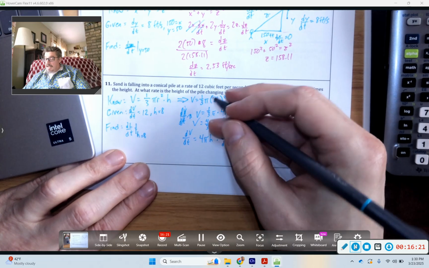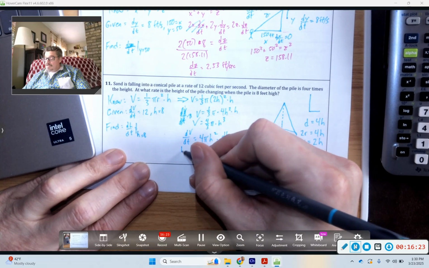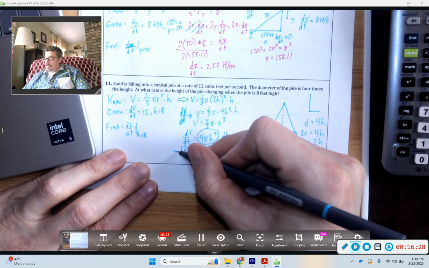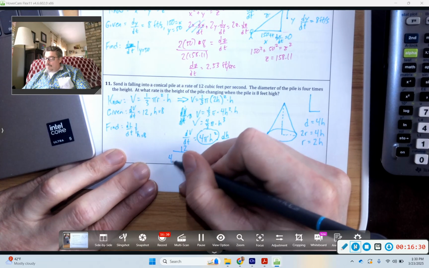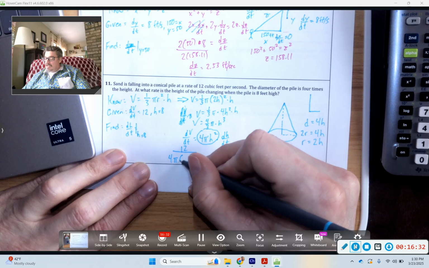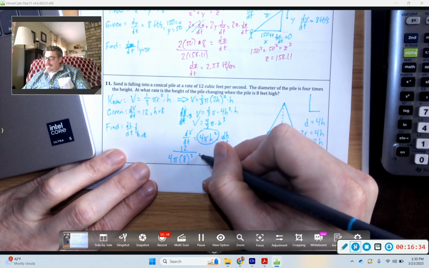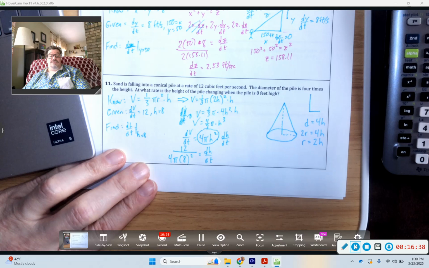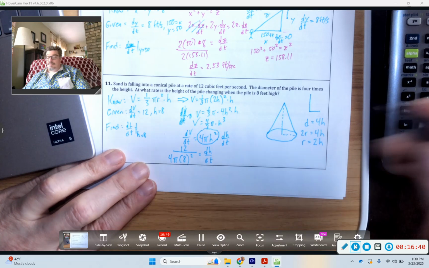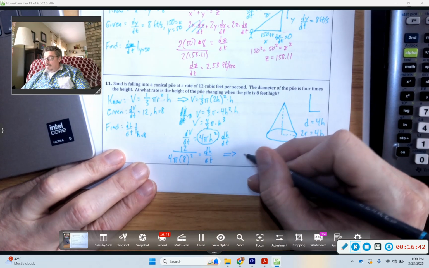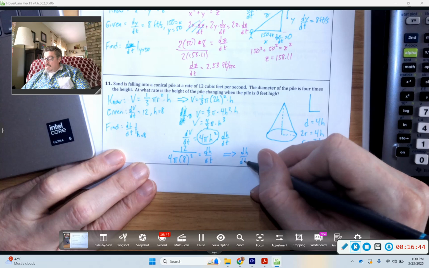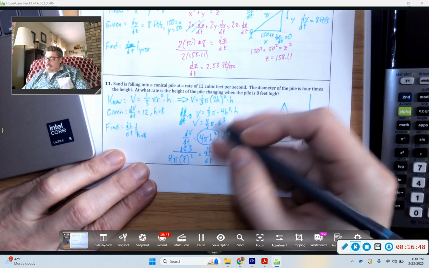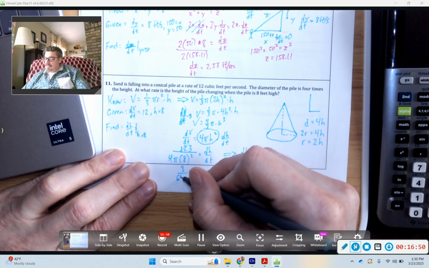And we have this. So we know that that's going to be 12, and we're going to divide by all of this. So 12 divided by 4 pi, and h has got to be 8. Okay, and that's going to be our answer once we figure out what all this mess is. So dh/dt equals, well, let's see, that's going to be 3 divided by 64 pi.